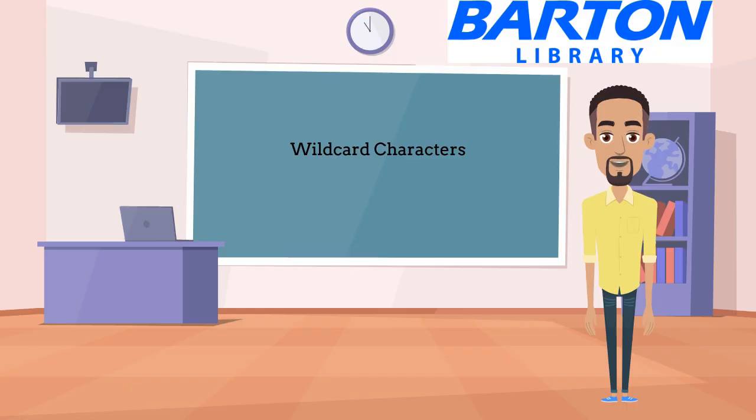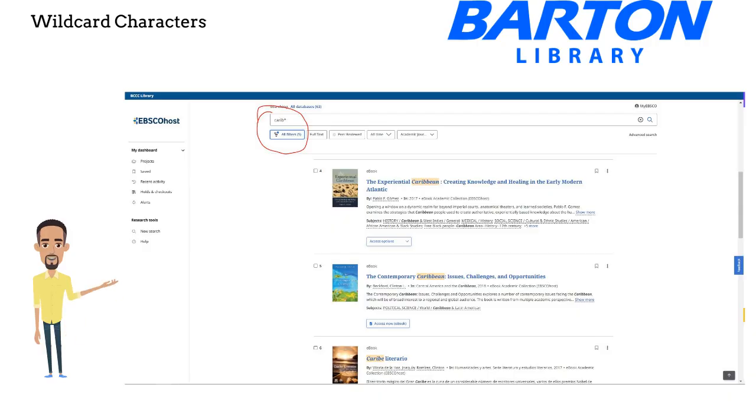This is beneficial when exact spellings are unknown. The asterisk stands for any number of characters or none. For example, a search for Carib asterisk finds Carib, Caribs, Caribbean, Caribe, or Caribou. Many databases require a minimum number of characters, usually 3, before you can use the asterisk wildcard, so MA with an asterisk would not be allowed.